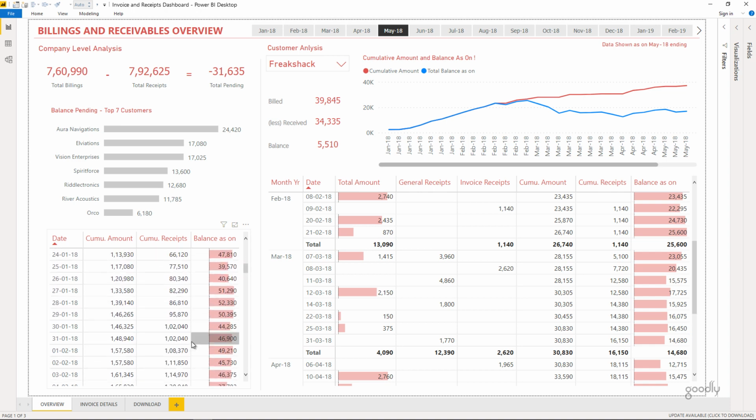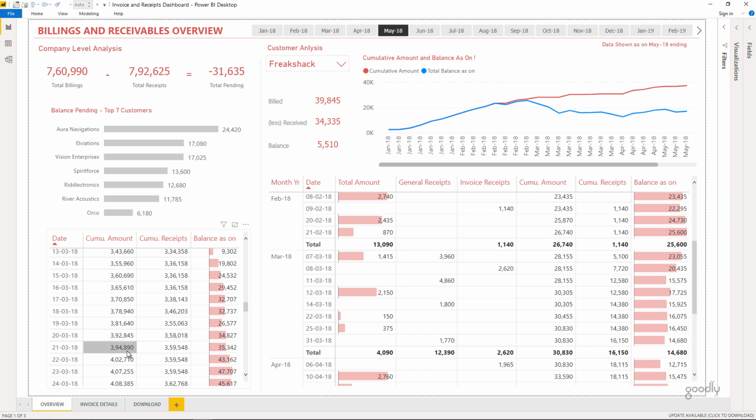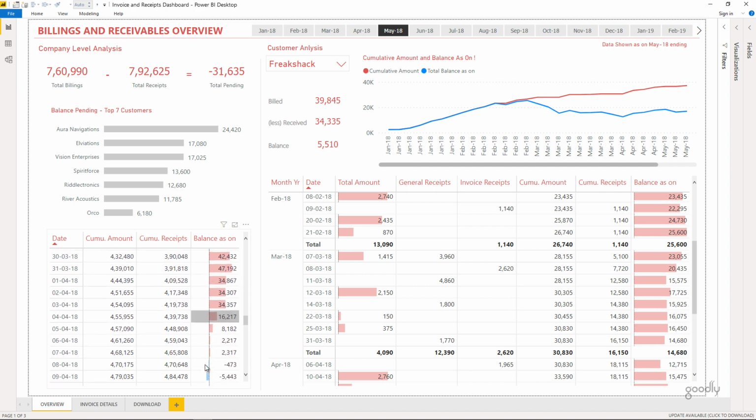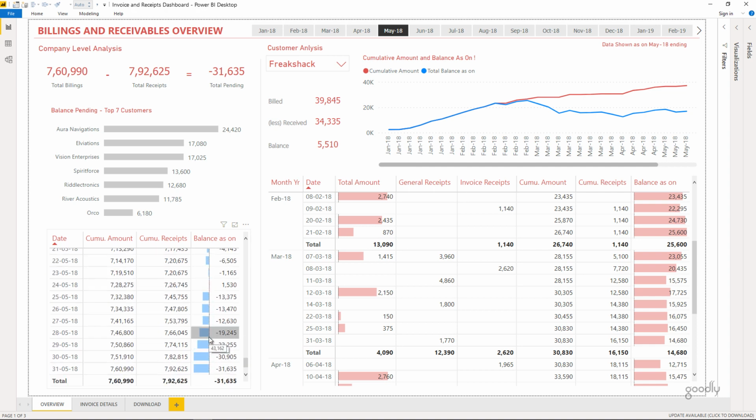And so this actually tells you how the health of the company is doing, that means what has been the total billing until the current date, what has been the amount received until the current date, and what has been the balance pending. And by the end of this table you will find that this is going to get negative because the customers have overpaid. So you can see that this turns blue.